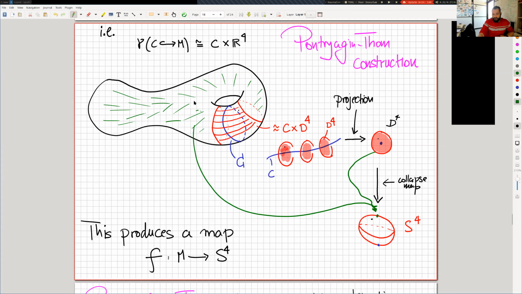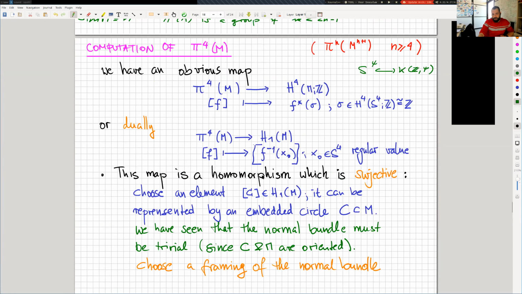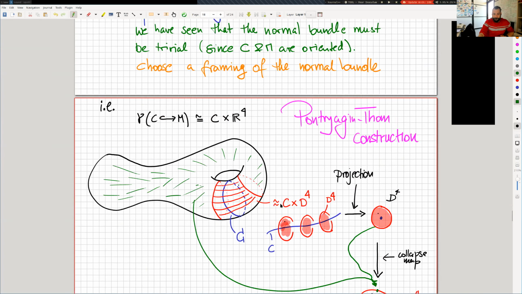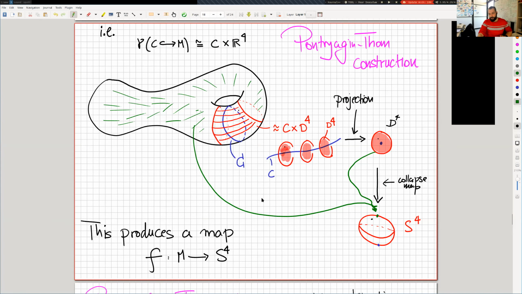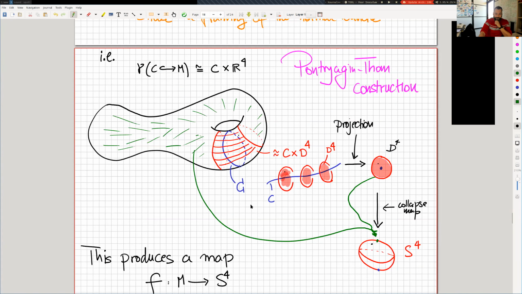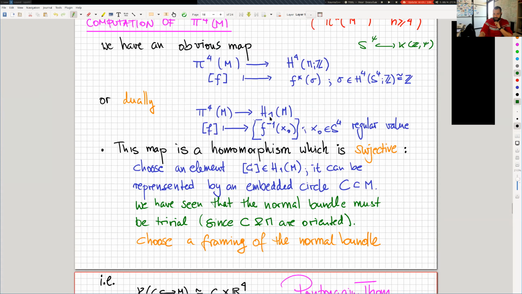So I produced a map from M to S^1 with a regular value, and this pre-image is just exactly the homology class I started with. Okay, so in that way, this map is surjective, right? For every homology class, I found an F.